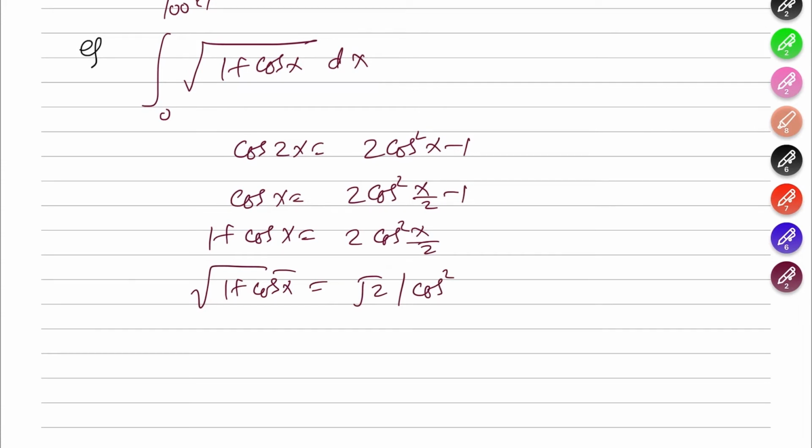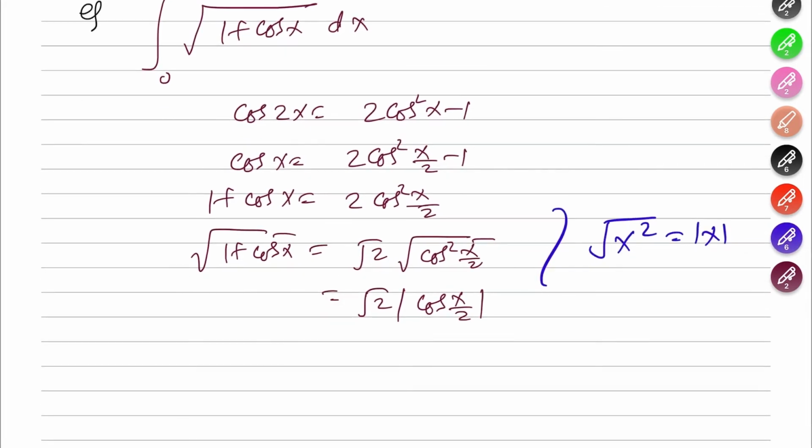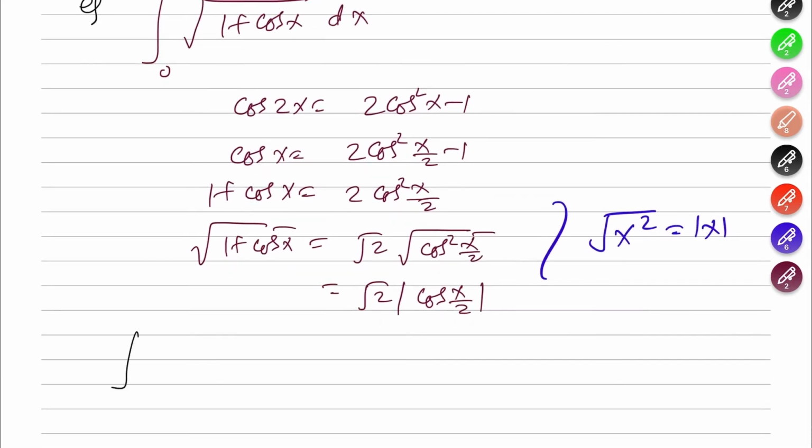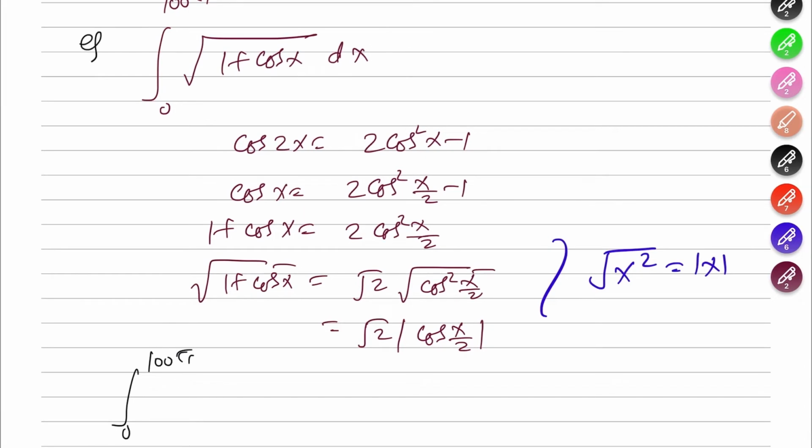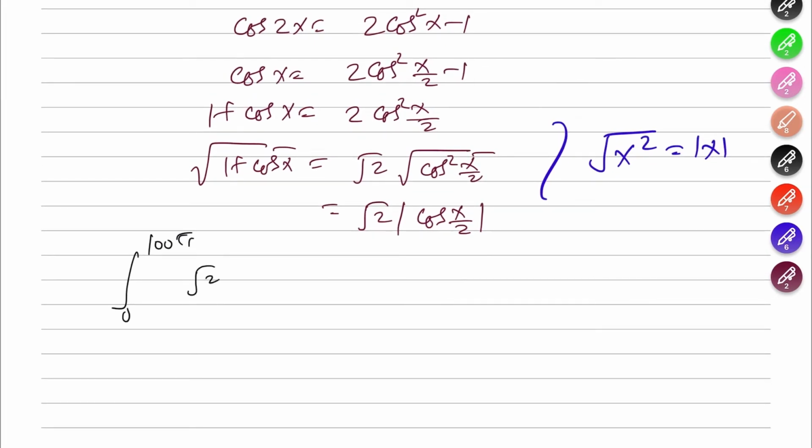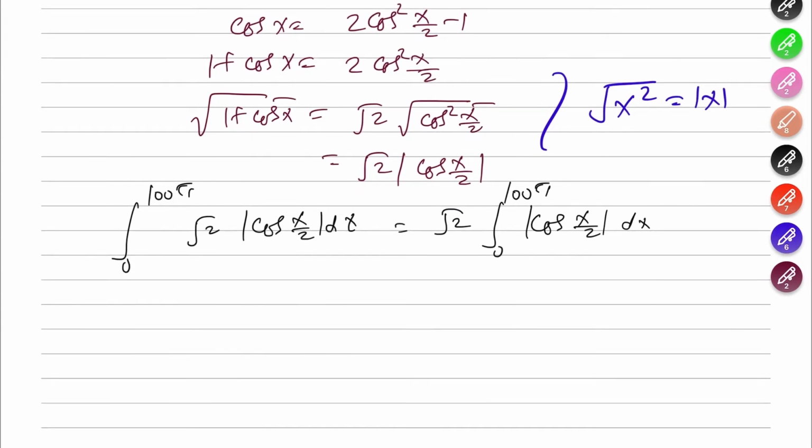That means we will take the root, so root of 1 plus cos x is equal to root 2 times the root of cos square x by 2, that is nothing but root 2 mod of cos x by 2. So I think you should know that the square root of x square is mod of x. Okay, this is one of the properties. So now we integrate from 0 to 100 pi root 2 mod of cos x by 2 dx. So root 2 we can take outside, the integral from 0 to 100 pi of mod cos x by 2 dx.